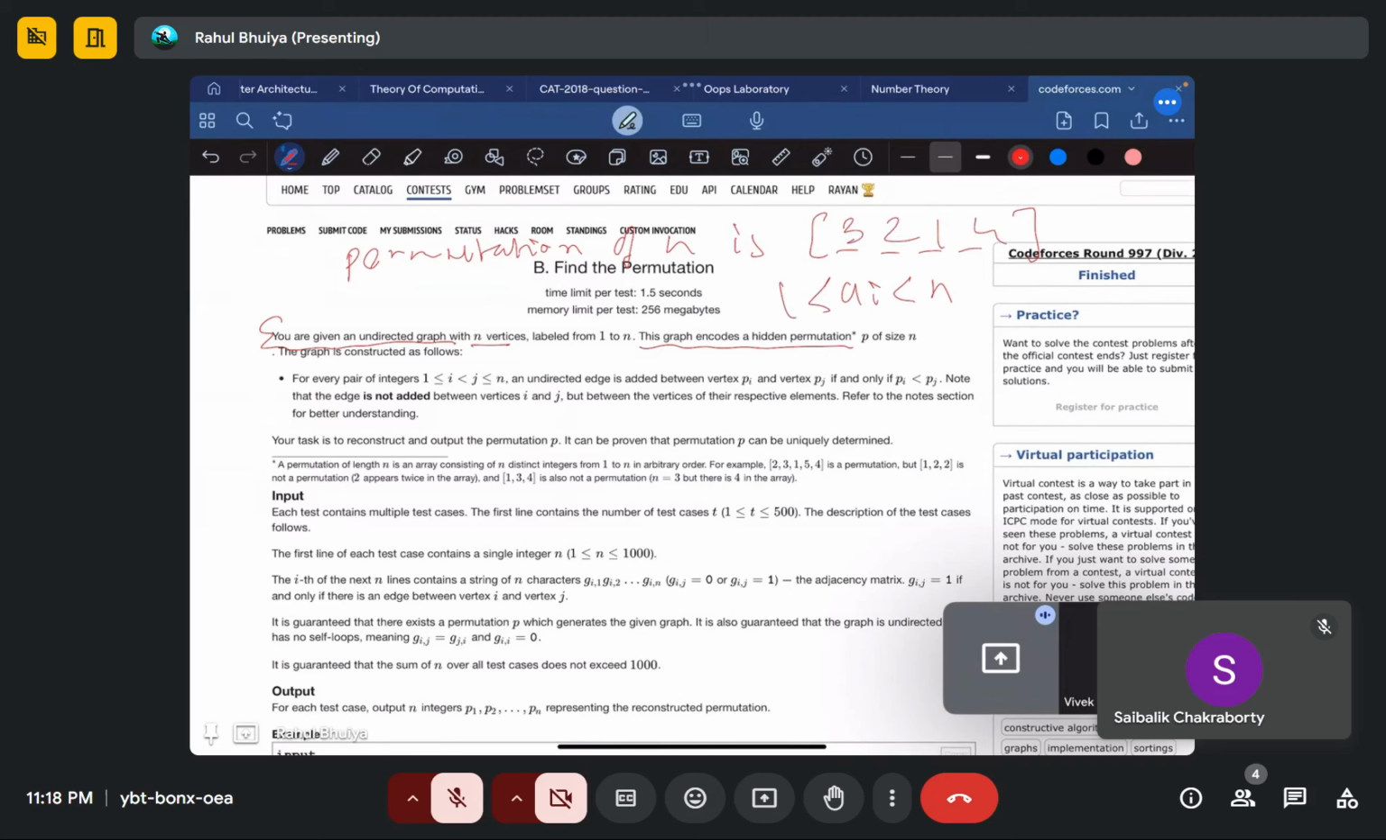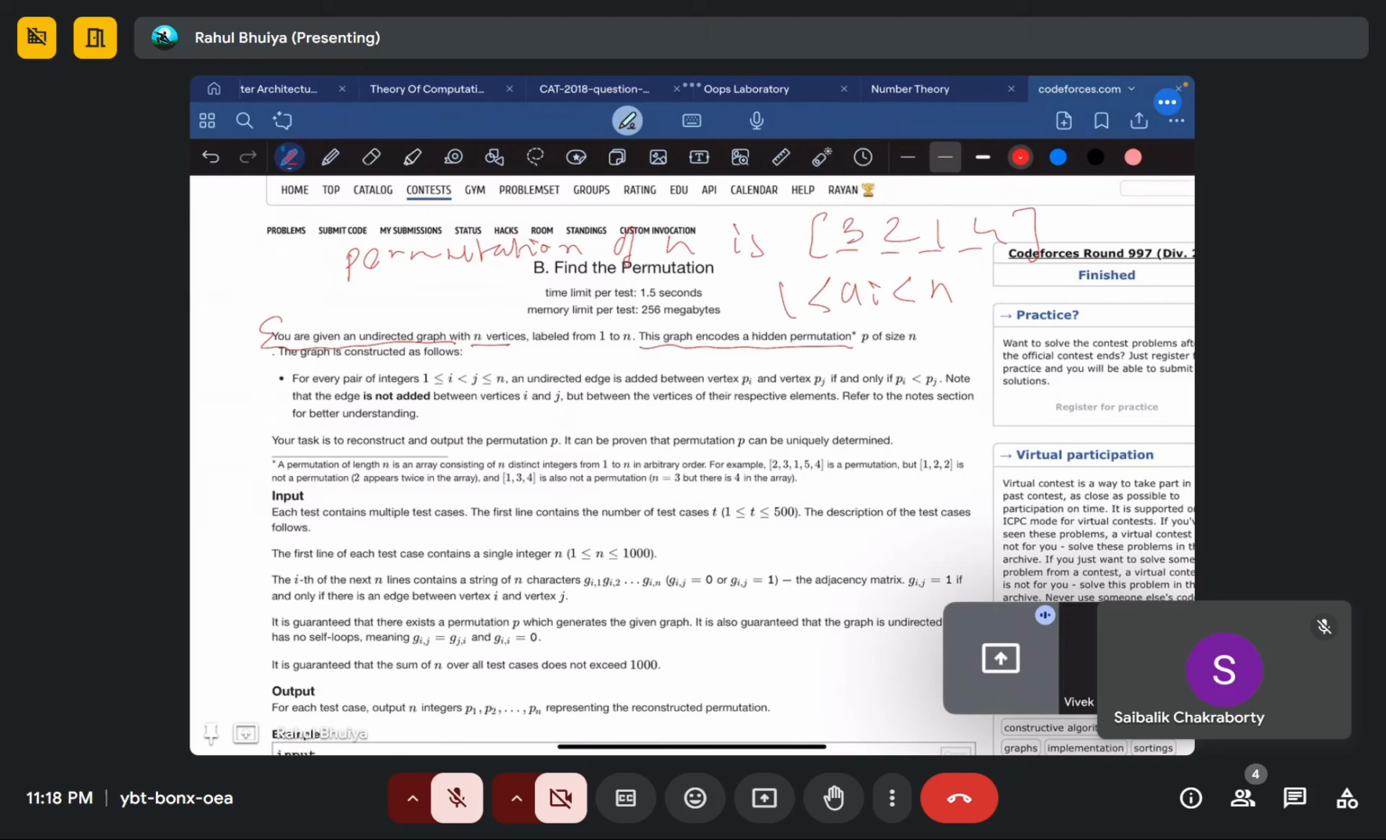So here it is said that there are two integers i and j and an undirected edge. In graphs there are directed edges and undirected edges. If g of i j and g of j i are the same, then most probably it is an undirected graph because it is moving in both directions. So here it is said that an edge is added between the vertices p_i and p_j if and only if i is less than j.